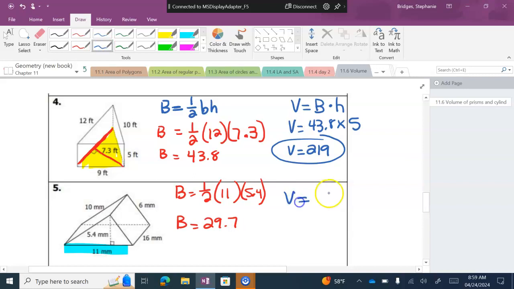Then we're going to go to volume. Again, that's the area of the base and the height of the prism. The area of the base we said was 29.7. What is the distance between this front triangle and the back triangle? Here's your front triangle right here. Here's your back triangle. What is the distance between the two? 16. 16 is going to be the height of that prism.